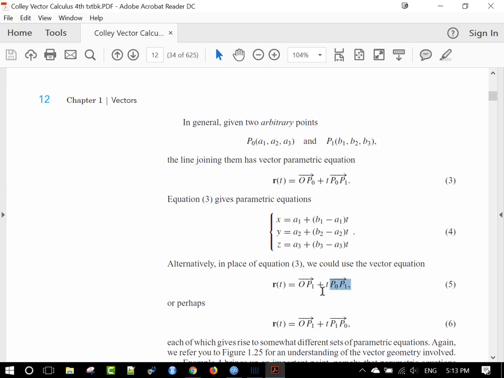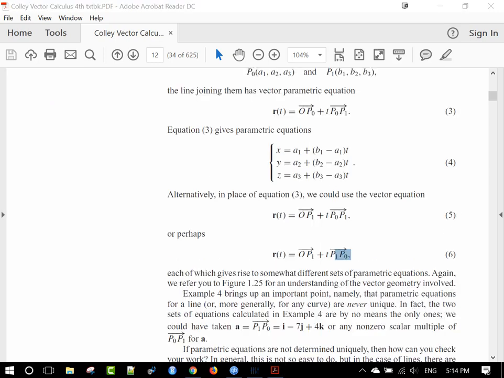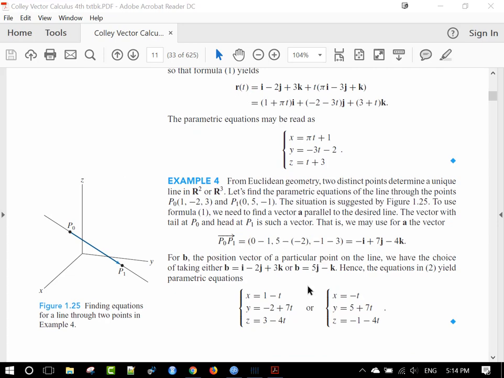Or if you want, the displacement vector could be in the opposite direction. You start with P1 and P0. Here it was P0, P1. Either way is okay. But the fact that either one is okay, or going back to here, actually it turned out that there were 2 solutions, because we could choose the initial point to be P0, we could choose the initial point to be P1, or there are actually many different solutions. So that tells us that the parametric equations for a line are not unique. You could get one, you could get another one, there are other ones that you could get as well.